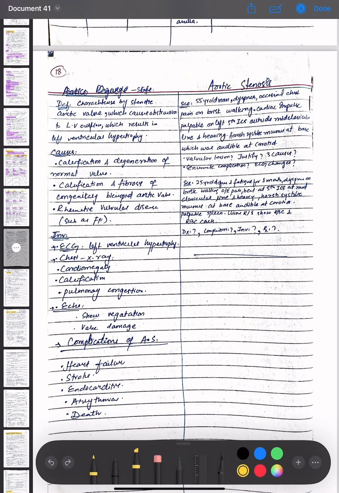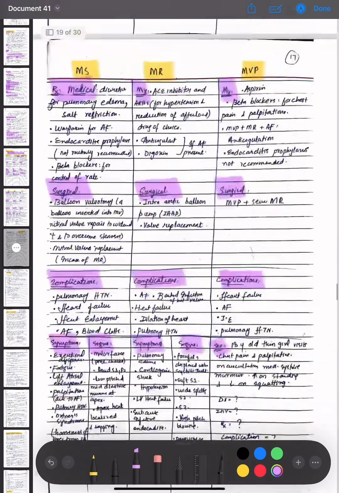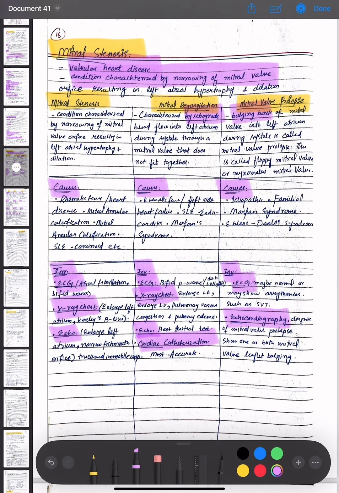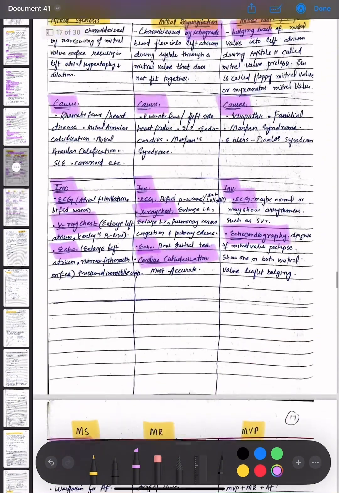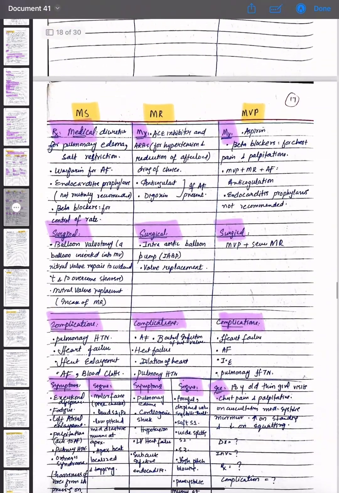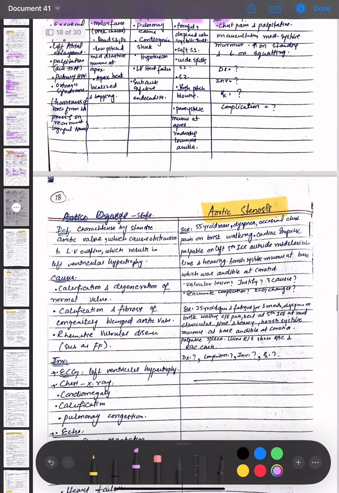So up till now we have discussed mitral stenosis, mitral regurgitation, and mitral valve prolapse, their clinical features, the causes, the investigations, then the treatment options, both medical and surgical, then the complications, then the signs and symptoms. Now coming towards aortic stenosis.